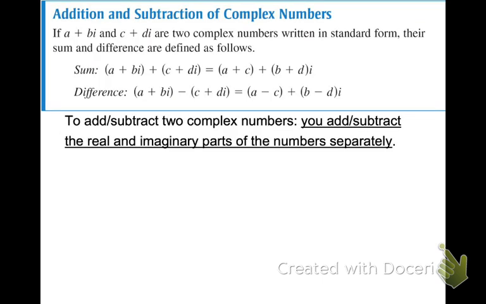Questions on that? Okay. Now here's the rule for adding and subtracting. To add and subtract complex numbers, you add and subtract the real parts, and you add and subtract the imaginary parts. That's it. You combine like terms. You don't mix them.